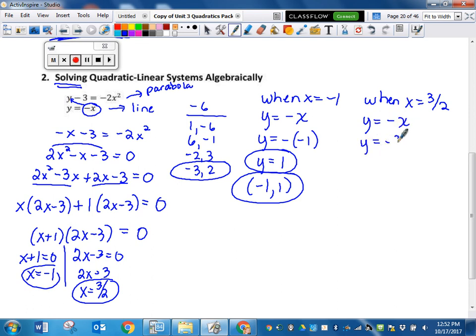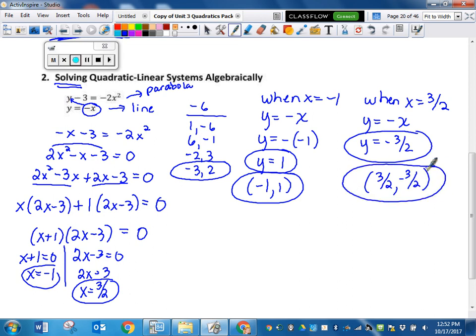So y equals negative 3/2. Oh, boom, I'm done, right? Yep, there it is. Okay, and that means my coordinates are positive 3/2 and negative 3/2 would be my other point of intersection, which would be the solution. So these should be my two solutions and should work in both of these.